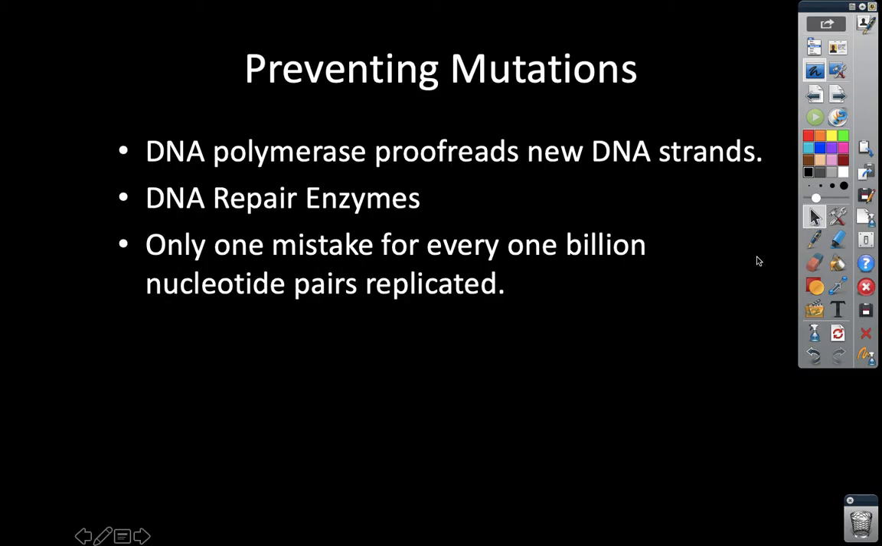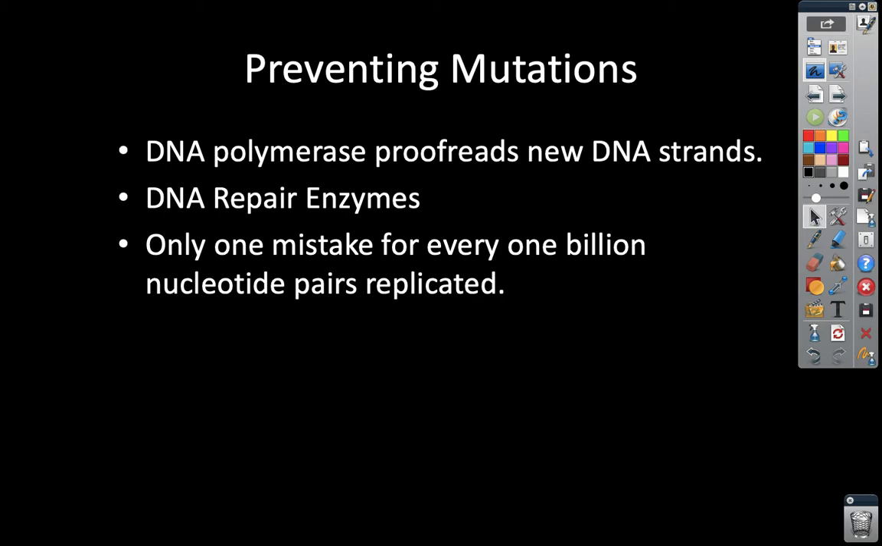Now, I've talked a lot about mutations, and it sounds like, oh my gosh, they're happening all the time, but in reality, they're not. First of all, we have a really low mutation rate when we replicate our DNA in the first place. We only make a mistake like once every billion nucleotide pairs that we copy. And most of the time, our cells are going to check the replicated DNA and actually catch those mistakes before they can be passed on to any new cells.